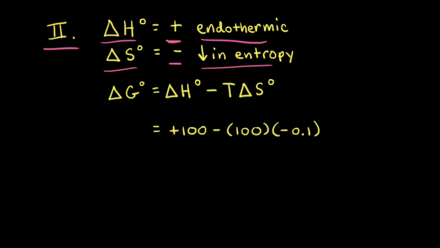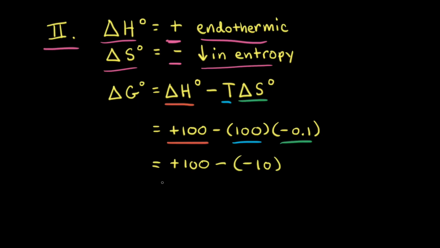Once again, we're going to plug in some numbers and solve for delta G naught. So for delta H naught, let's say that's positive 100. For the temperature term, let's say that's 100, and for delta S naught, let's say that's negative 0.1. When we do the math, we get positive 100 minus negative 10, which is equal to positive 110. So delta G naught is positive. Notice when the enthalpy term is positive, that's not favorable for getting a negative value for delta G naught.